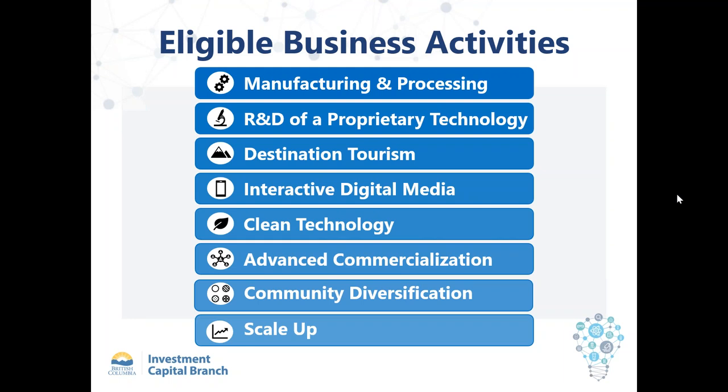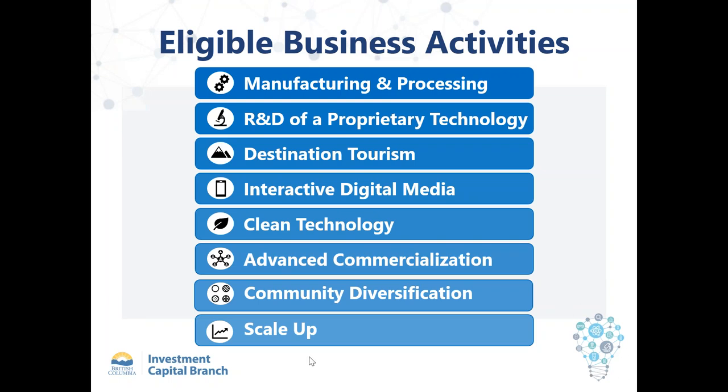The fourth category is interactive digital media. So this one would be for companies that would be developing games, for instance. It was created back in 2000. Vancouver's burgeoning gaming community was happening. So interactive digital media for games, but also there are many life sciences companies that are now developing interactive digital products as well. So gaming, life sciences would fit under that category. We have a clean technology category. This would be companies doing R&D in clean technology or manufacturing and processing of a clean technology product.